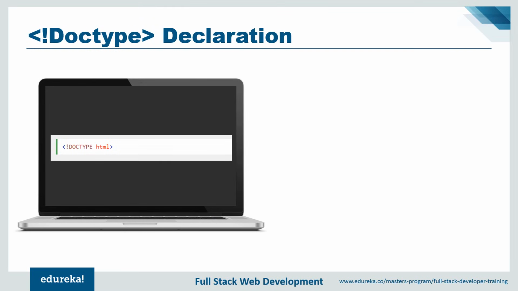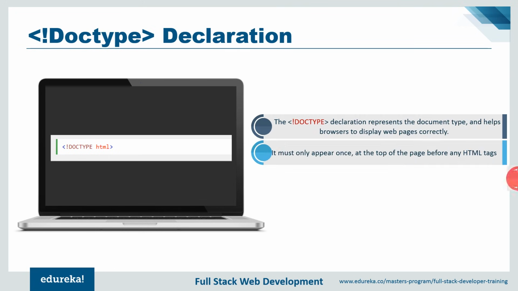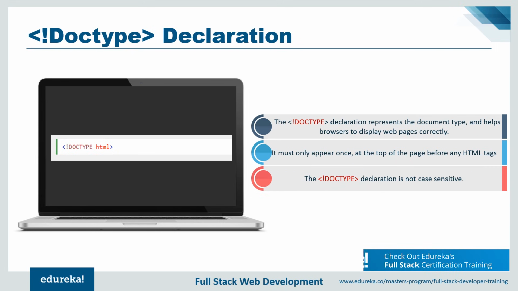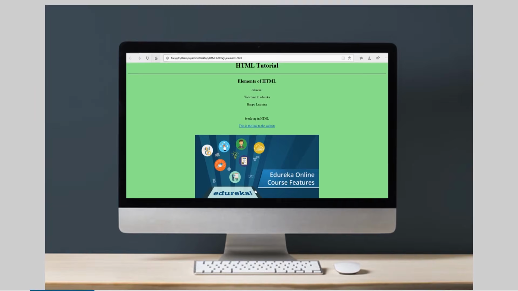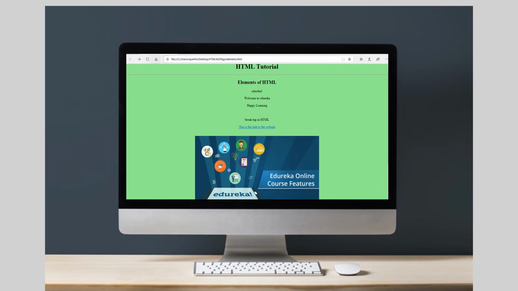So let's move on. Now there are some elements that I want to tell you all about, which are very important. So first is the doctype element. The doctype declaration represents that the file you're working on is a document type and helps the browser to display web pages correctly. It only appears once at the top of the page before any HTML tag, and the doctype declaration is not case sensitive. Okay, so this is what HTML actually looks like.